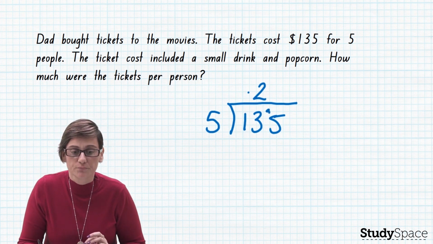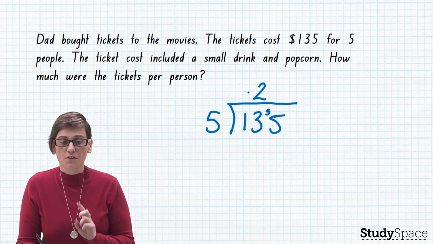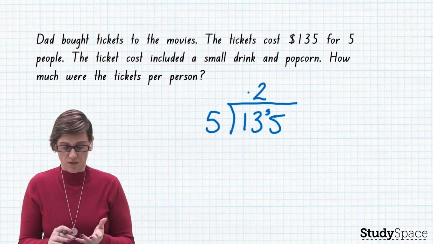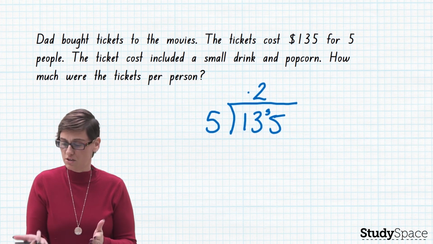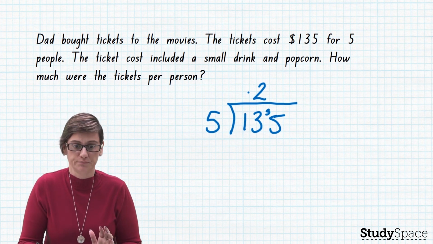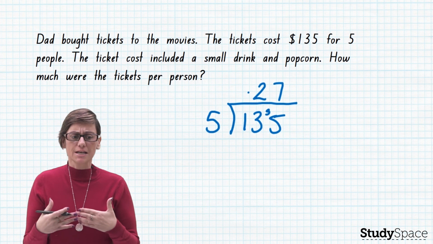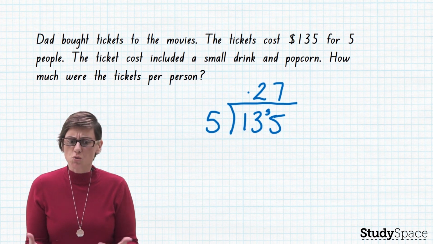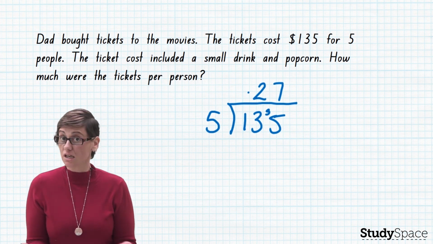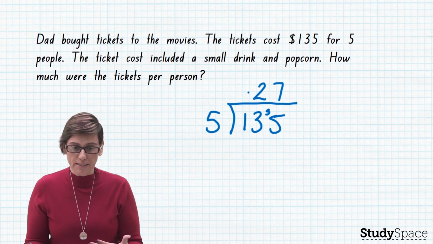So 35 into 35 equals 5, 10, 15, 20, 25, 30, 35. It goes 7 times. Okay, so we've dealt with all our numbers. So it's going to cost $27 per ticket. So we write our answer.